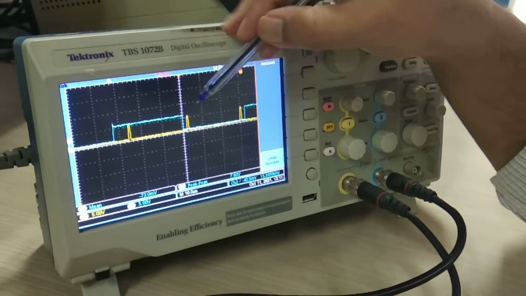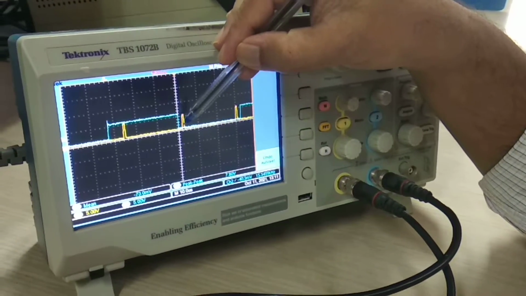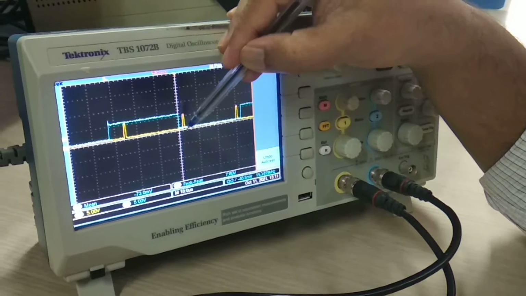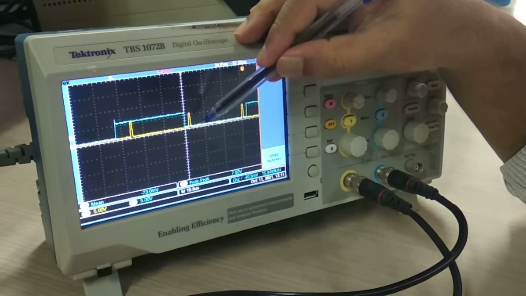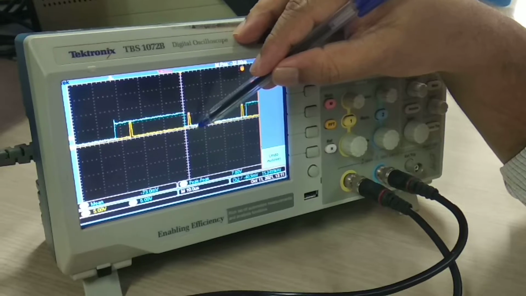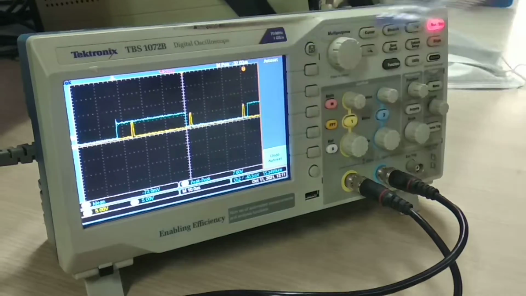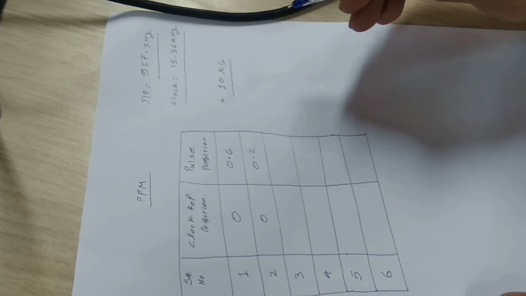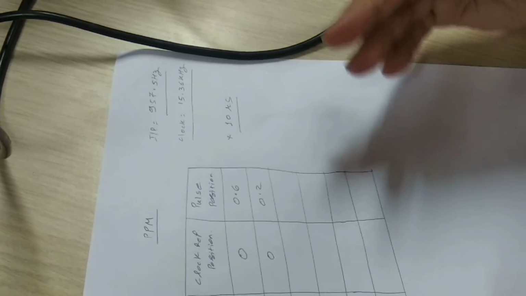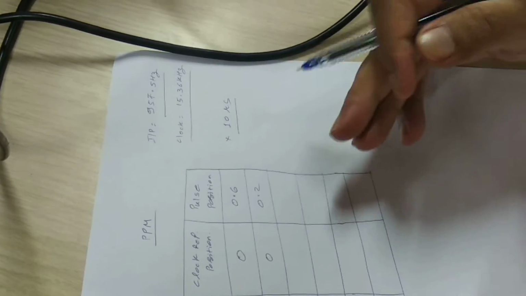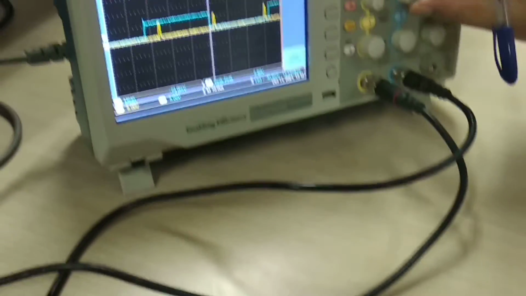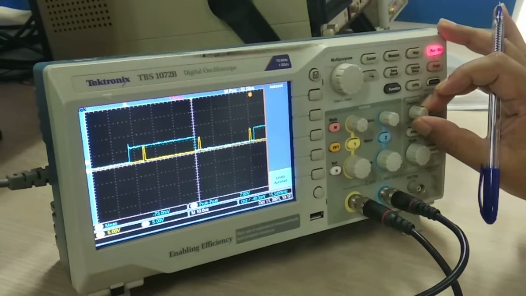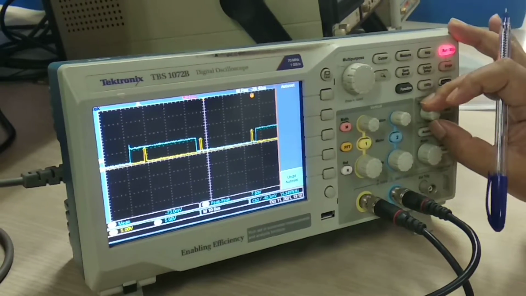Now again for the next position, this is the horizontal yellow, blue, and this is the yellow position. So yellow is at, you can see, 0.2. So 0 is taken as a reference and the 0.2. You can multiply by 10 microsecond afterwards, so it will be 60 microsecond, 20 microsecond, that way. So I am taking simply the reading so that we can verify. I'll go for the next pulse.